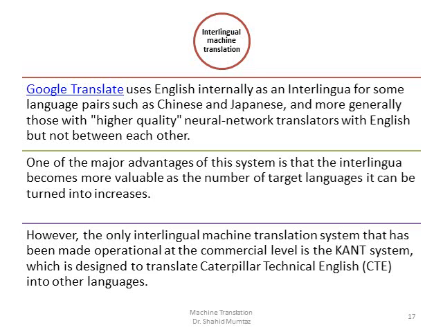One of the major advantages of this system is that the interlingua becomes more valuable as the number of target languages it can be turned into increases. However, the only interlingual machine translation system that has been made operational at the commercial level is the Kant system, which is designed to translate Caterpillar Technical English into other languages.